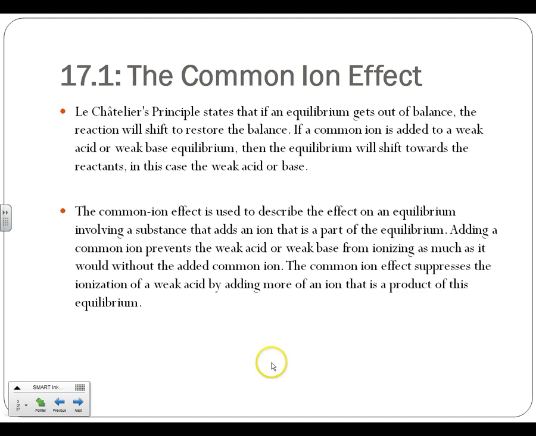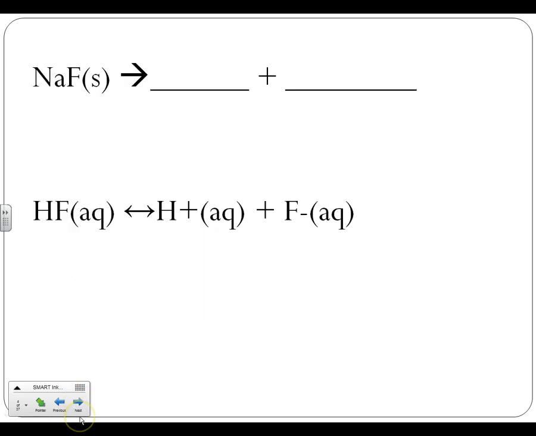And probably the most confusing thing for folks to realize is that we're not talking about a reaction, it's actually adding in one of the ions that already exists at an equilibrium. So for instance, we have a weak acid here, hydrofluoric acid, and an ionic compound, sodium fluoride. If we put sodium fluoride in with hydrofluoric acid, your first instinct is to think of it as some sort of double displacement reaction, but that's not what's happening.